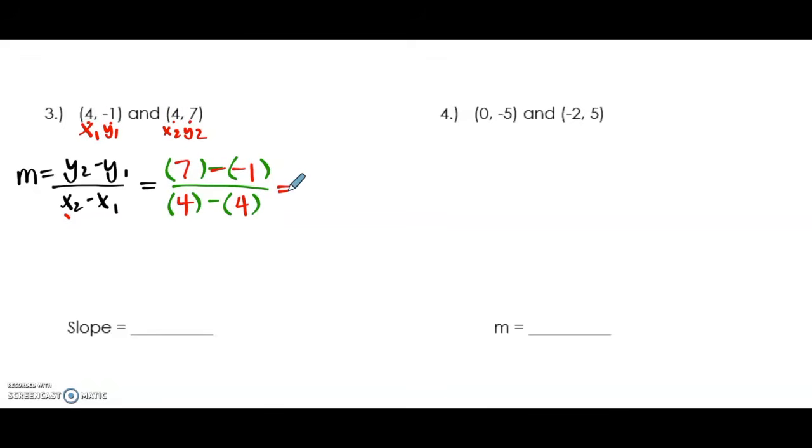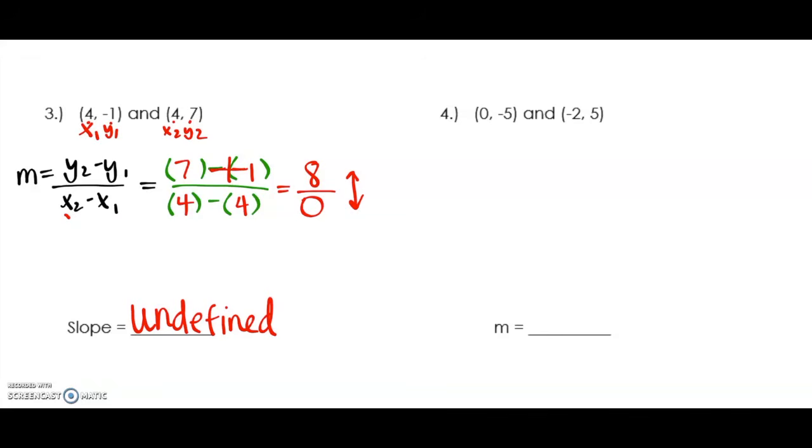Something fishy might be going on here. 7 minus -1 is 8, divided by 4 minus 4 is 0. When we put that in our calculator, it tells us, can't divide by 0, error. What that means is the slope is undefined. We cannot divide by 0 mathematically. It doesn't work out. It's an undefined value. So our slope is going to be undefined. If you recall back when we talked about types of slope, that means this line is going to be a vertical line because it has an undefined slope.